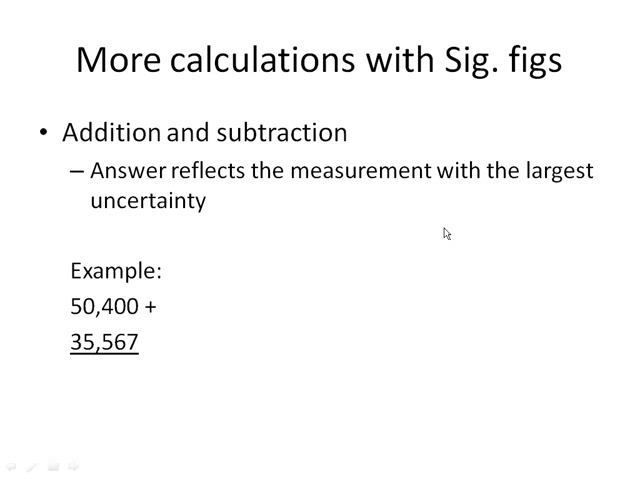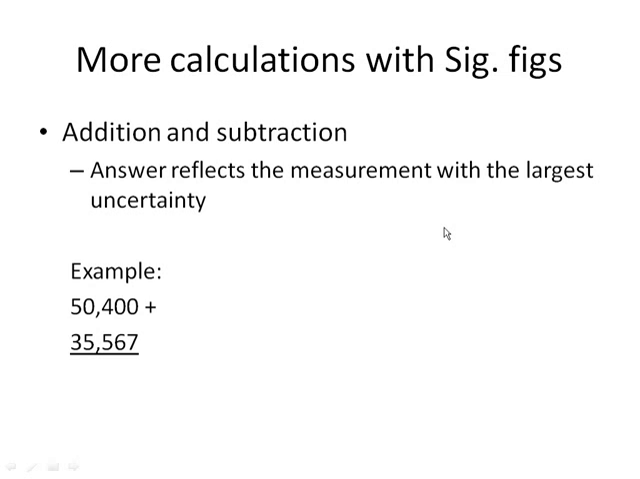In addition and subtraction, the answer is going to reflect the measurement with the largest uncertainty. So it's different than multiplication and division, and you cannot take the rules for multiplication and division and apply them to addition and subtraction and think that they'll work every time, because they won't. So in terms of this, we want to evaluate who has the largest uncertainty.